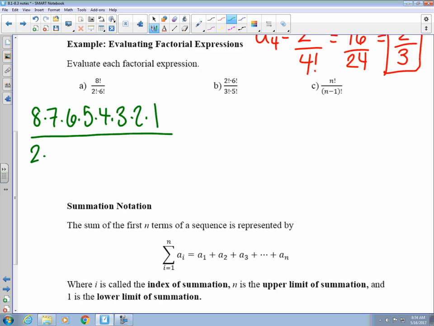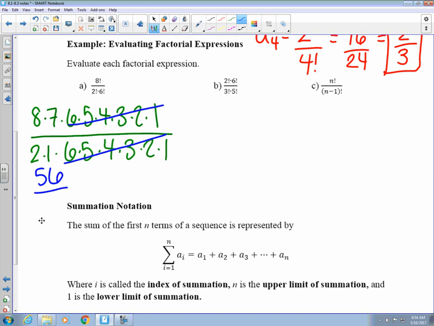2 factorial is just 2 times 1. And 6 factorial is 6 times 5 all the way down to 1. And the reason for writing everything out is because now I see that 6 times 5 all the way down cancels out on top and bottom, which makes this a not so difficult problem. What I'm left with is 8 times 7 on top, which is 56, and 2 times 1 on the bottom, which is 2. And that simplifies to 28.